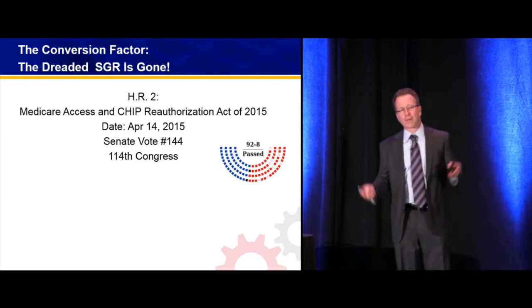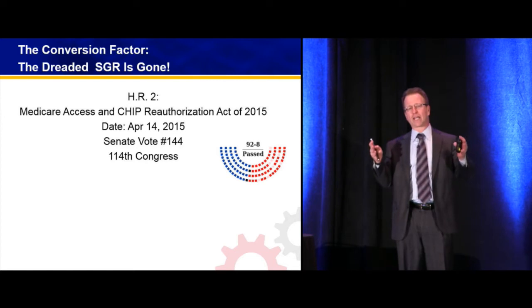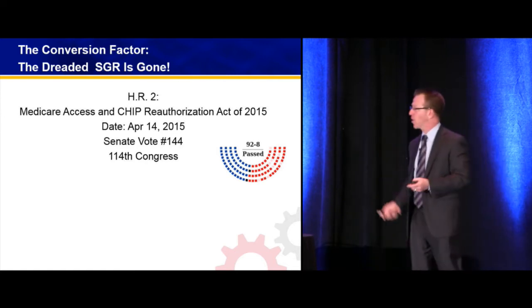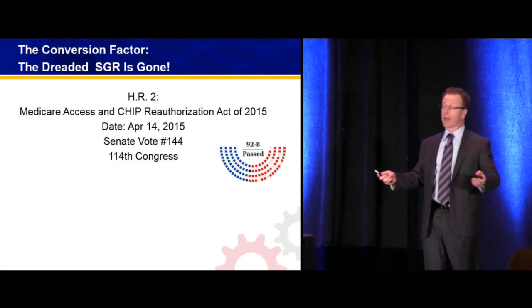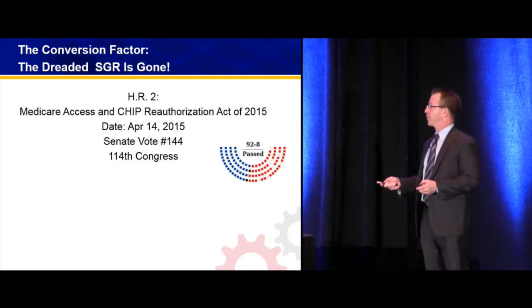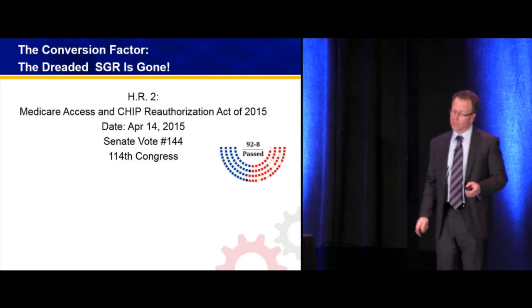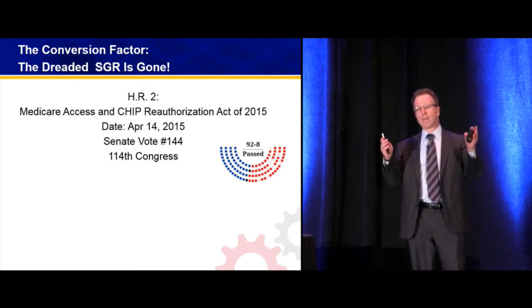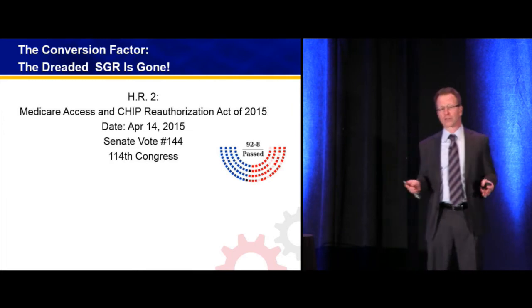We talked about the Medicare conversion factor and that concept in the lay press that docs are going to be cut 20%. The doc fix is going to cost $300 million. That's all gone. April 14th of 2015, Senate vote number 144, otherwise known as House Resolution 2, was passed. It is called the Medicare Access and CHIP Reauthorization Act.